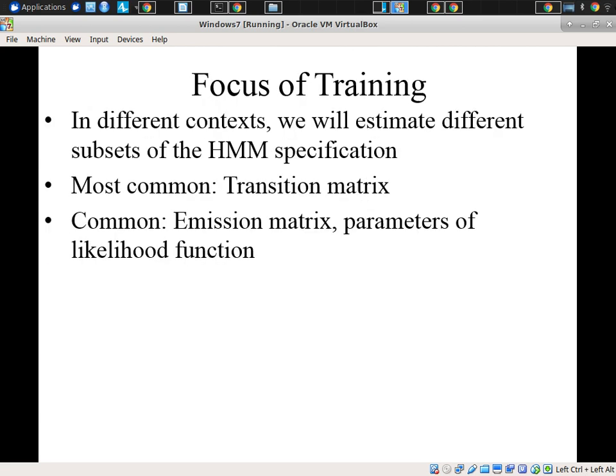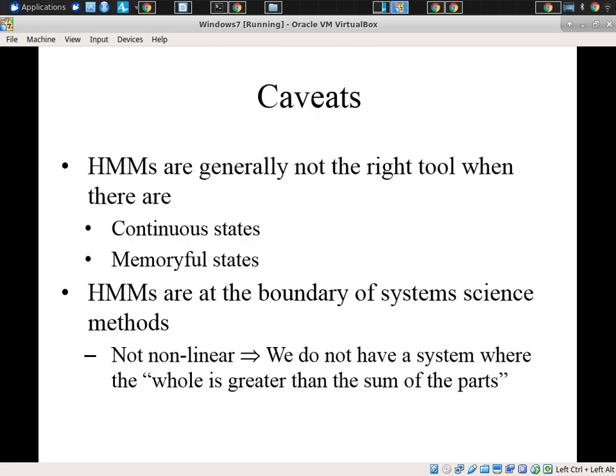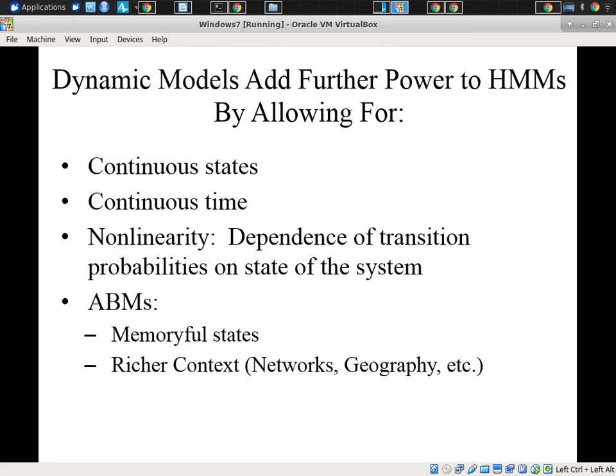So a couple further comments here. HMMs are not the right tool when there are continuous states. Here we're going to deal with things like filtering techniques, Kalman filtering, or particle filtering, or when there are highly memoryful states, though I shouldn't say they're not the right tool for memoryful states. You have to disaggregate the model in some ways. And I would say they're at the boundary of system science models. They're not nonlinear, and they're not really situations where we have the whole greater than the sum of the parts. But they provide some intuitions here.